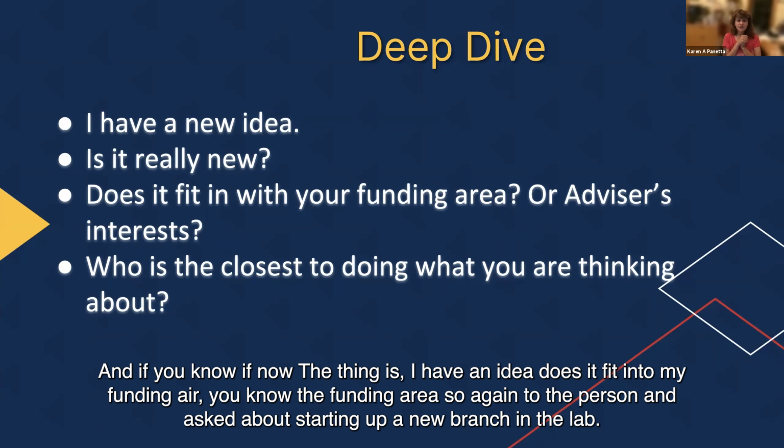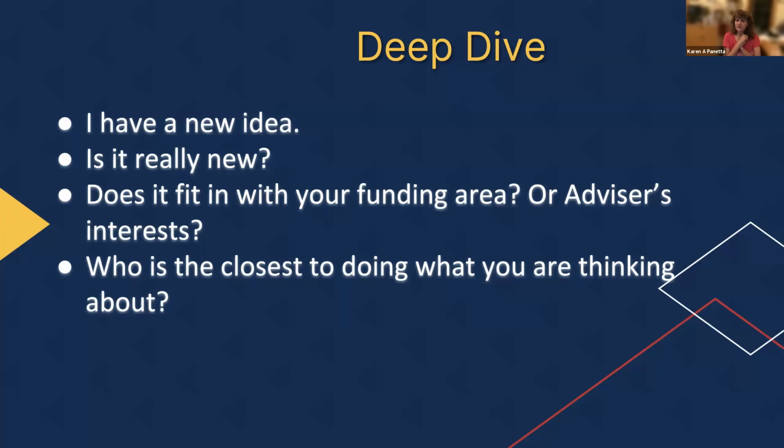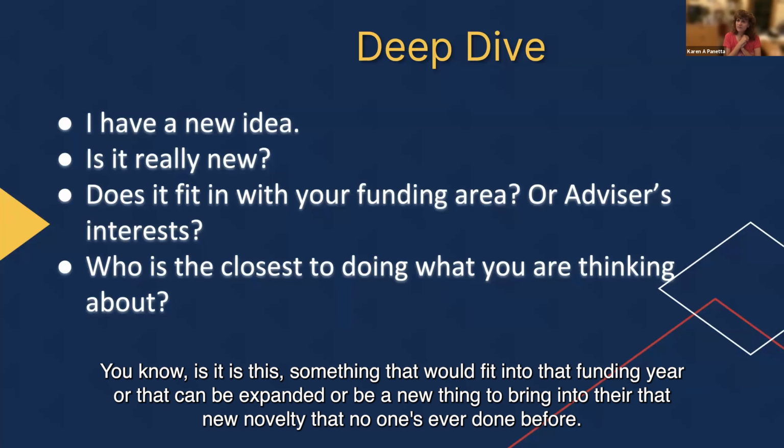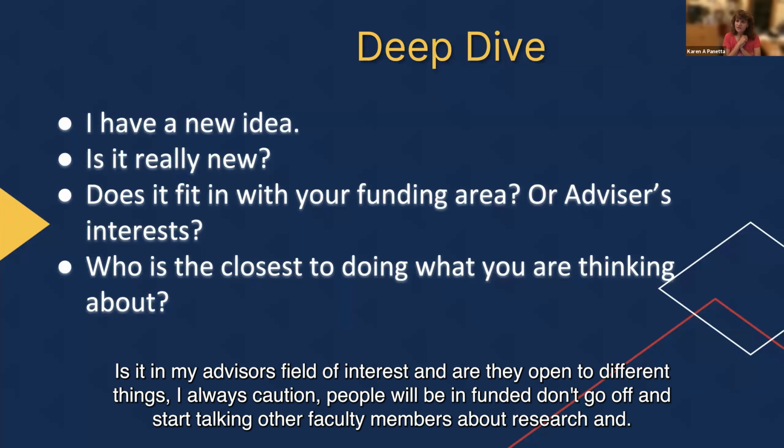Now the thing is, I have an idea, does it fit into my funding area? So again, to the person that asked about starting up a new branch in the lab, is this something that would fit into that funding area, or that can be expanded, or be a new thing to bring into there, that new novelty that no one's ever done before? Is it in my advisor's field of interest? And are they open to different things?